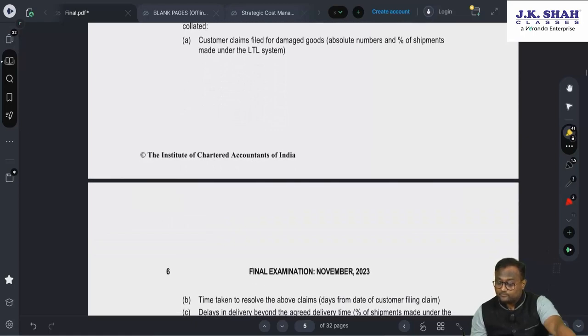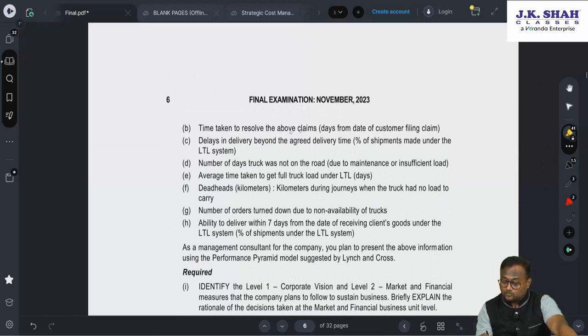Customer claims filed for damaged goods, time taken to resolve the claims, delays in delivery, number of days the truck was not on the road, average time taken to get the truckload under LTL, deadhead kilometers during which no revenue was collected, number of orders turned down due to non-availability of trucks, even that is a possibility route-wise, ability to deliver within 7 days from the date of receiving client goods under the LTL system.